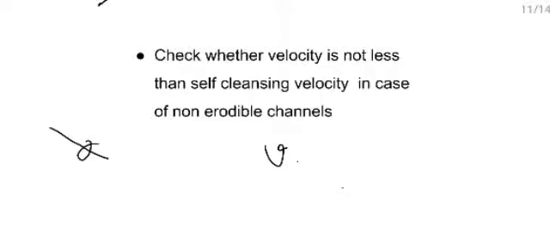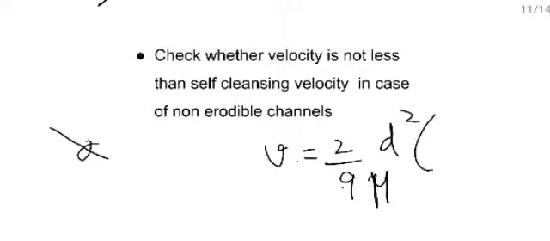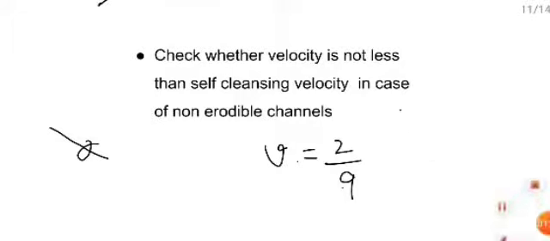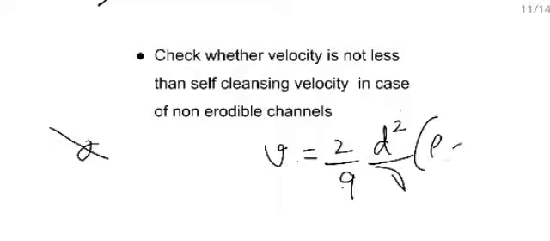In Stokes law, the velocity is given by 2 by 9, d square by nu into rho sediment minus rho w times g.